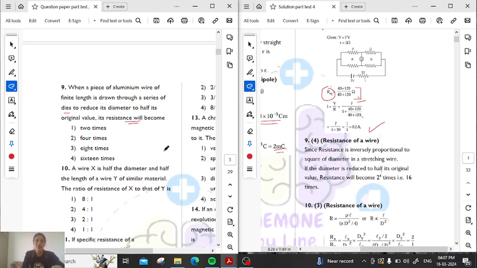Okay, so this is a concept based question, and we know that the resistance is inversely proportional to the square of the diameter in a stretching wire. So whenever we are stretching some wire, the resistance will be inversely proportional to the square of the diameter that the particular wire had. So if the diameter is reduced to half of its original value, the resistance will become 2 to the power 4, that means 2 into 2 into 2 into 2, which is 16. So it becomes 16 times. The correct answer is option number 4.